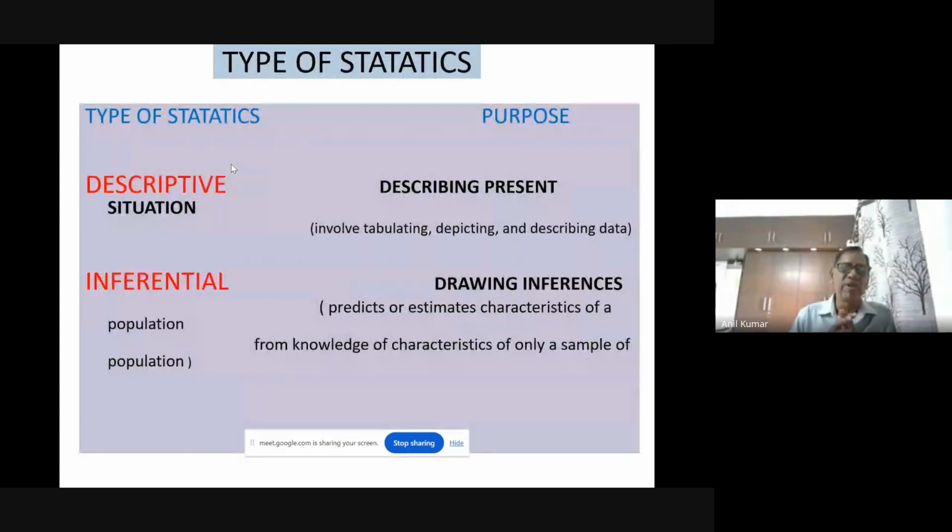I have given you some of the examples here. Again, descriptive, inferential, look at. Descriptive situations involve tabulating data, depicting data, and describing data. So describing the present situation, that is descriptive statistics, is a part of descriptive, and drawing inferences is based on prediction, estimation of the characteristics of the population.